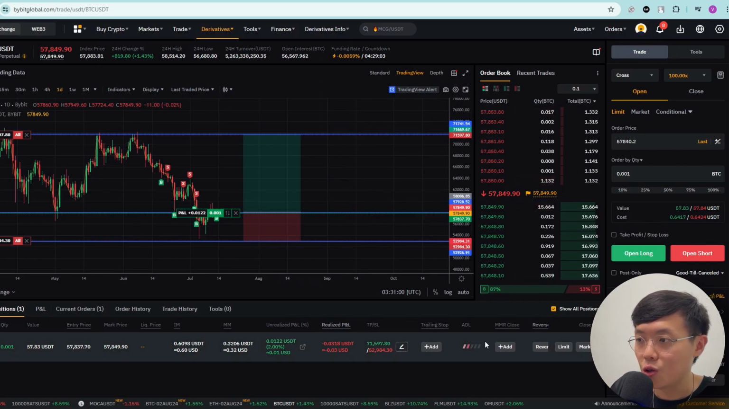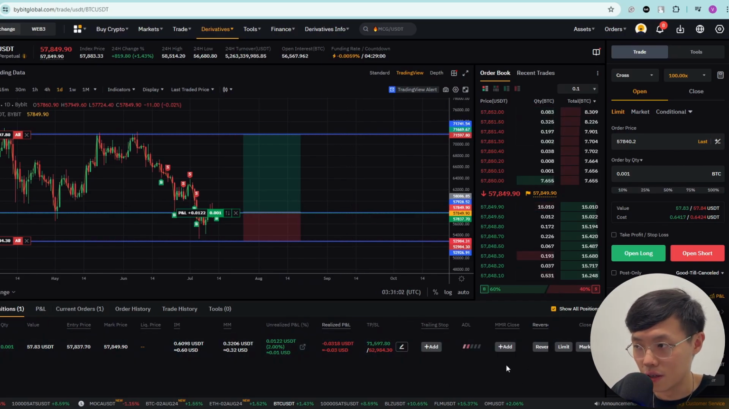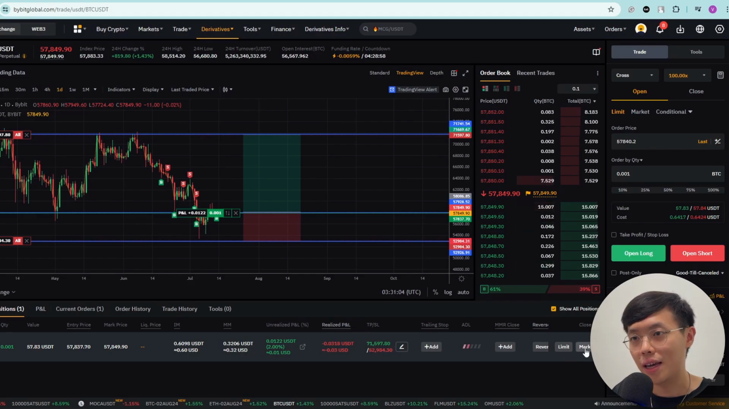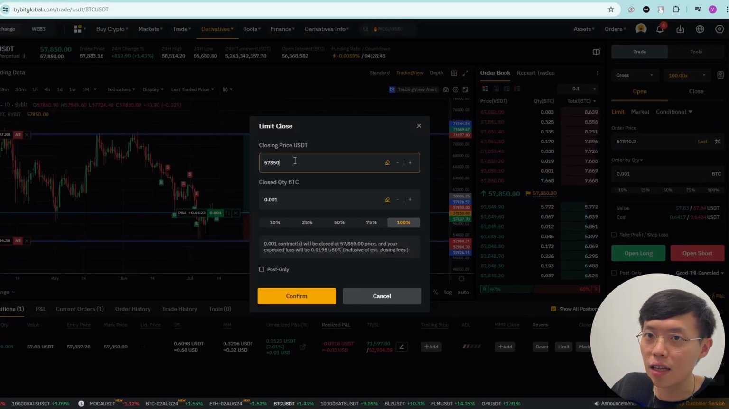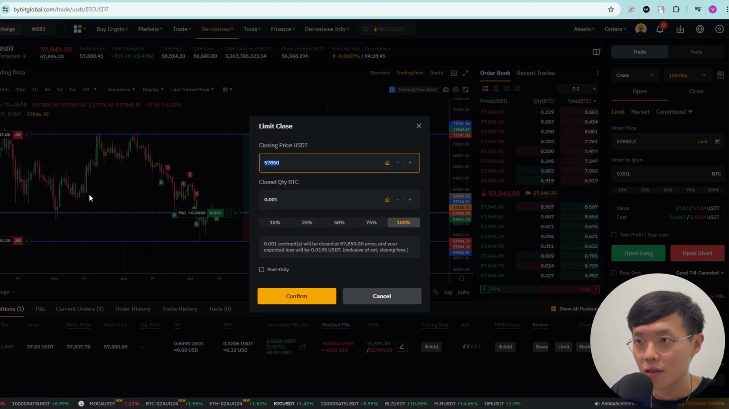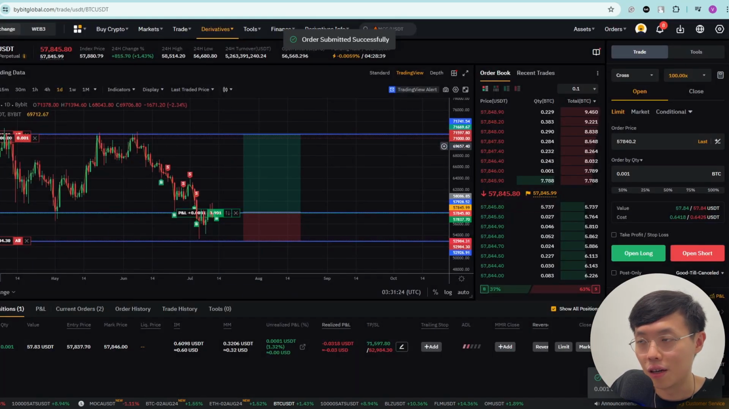Another way is how you want to close the order. All you have to do is press market, and then we will close this position automatically. Or you want to use limit close, right? This is where we can limit the close. Again, I want to set around our TP the limit close, then press confirm. 170K, press confirm. There we have it, the limit close.